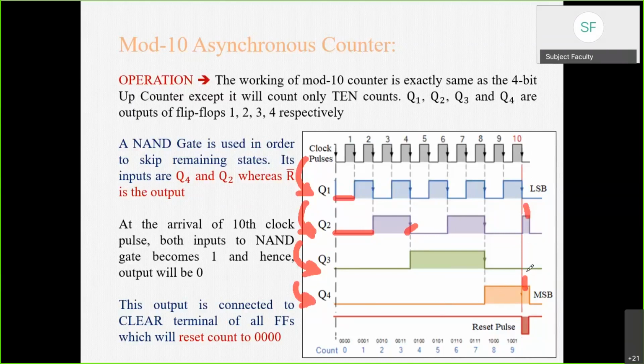As soon as Q2 and Q4 become 1, our reset pulse is generated, which has the value of 0. And what is the importance of this reset pulse? This reset pulse is connected to the clear terminal of all the flip-flops. So that's why the count will reset to 0 0 0 0. The count has been displayed here. I hope it is visible. 0 1 2 3 4 5 6 7 8 9. After 9, it will again reset to 0 and so on.